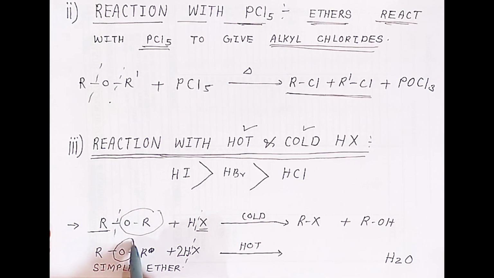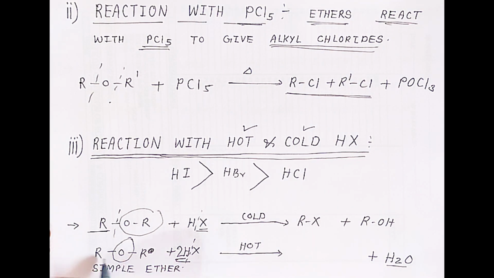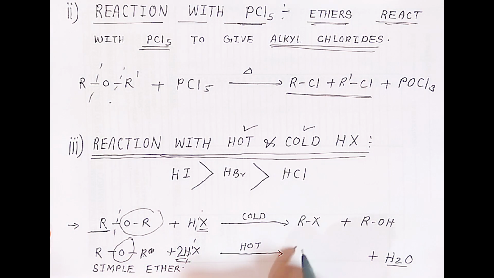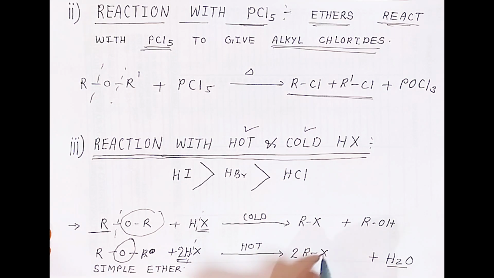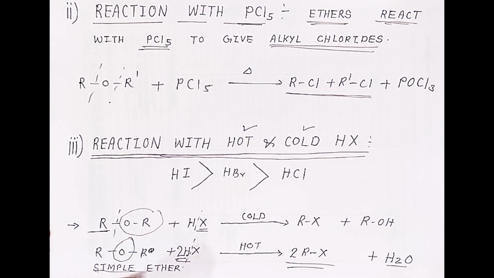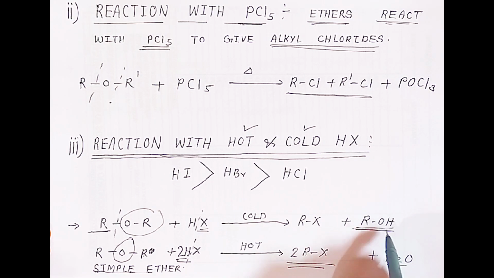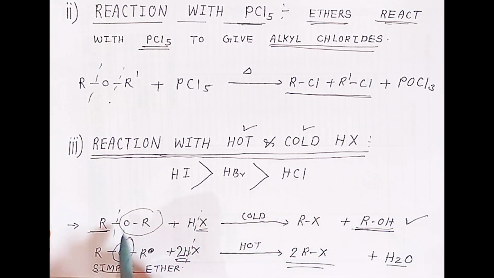So this oxygen combines with 2 hydrogen atoms and forms a water molecule. Plus, here you are getting 2 alkyl and 2 halide, so it will form 2 molecules of alkyl halide. So you are getting 2 molecules of alkyl halide and water. So a simple ether reacts with 2 molecules. So in the cold state and hot state: in the hot state there is no formation of alcohol; only in the cold state will you find alcohol if you are using a simple ether.